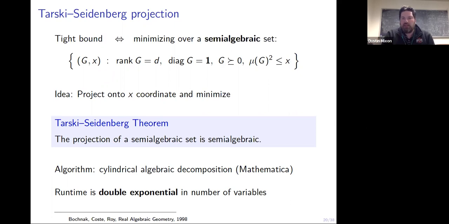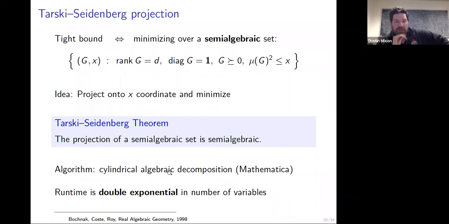This is interesting because we're frequently interested in projecting algebraic sets. And so you might hope that the projection of an algebraic set is algebraic. It's not. It's only guaranteed to be semi-algebraic. For example, you project the circle onto the horizontal axis, you end up with an interval. That's not an algebraic set, but it is semi-algebraic. So this gives us a method for finding the optimal coherence. We just have to figure out what this interval is. And then the left-hand endpoint of the interval is the minimum possible coherence.